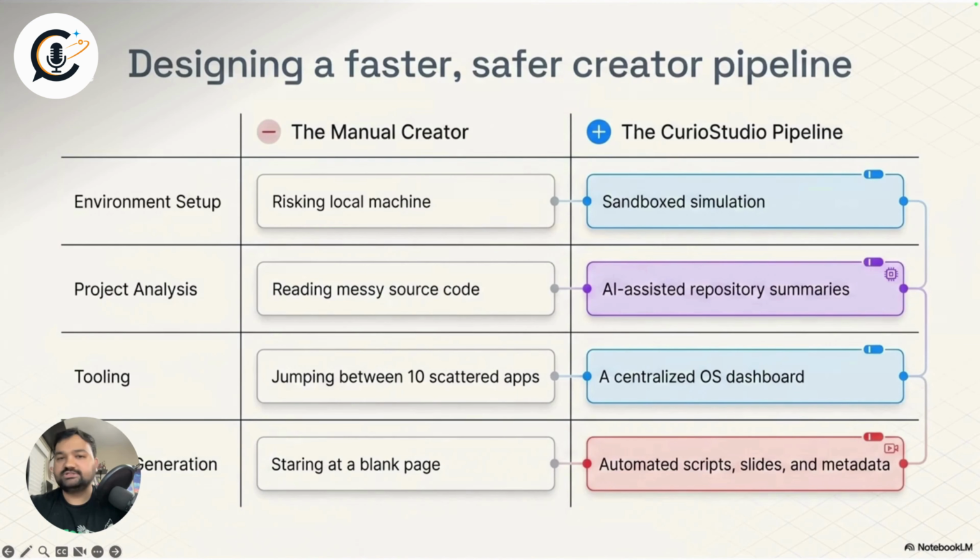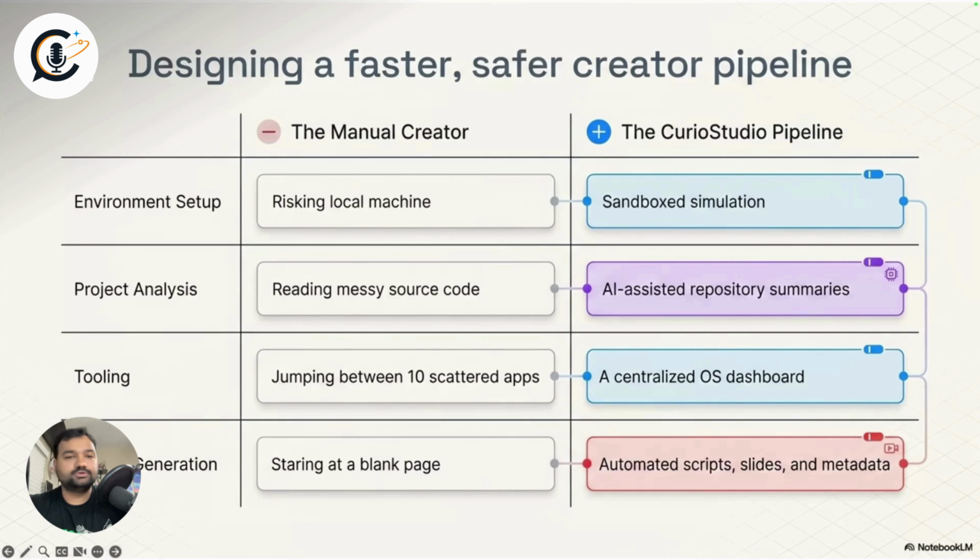CurioStudio is designed as a digital assembly line for tech educators, advocates, and creators. It has three main missions. First, test safely. Unknown code should not directly touch the creator's local machine. Second, understand faster.